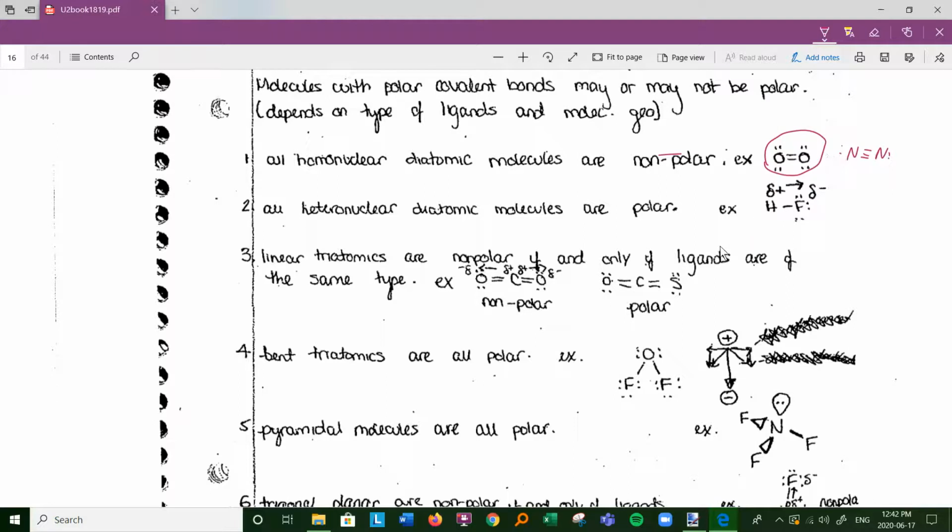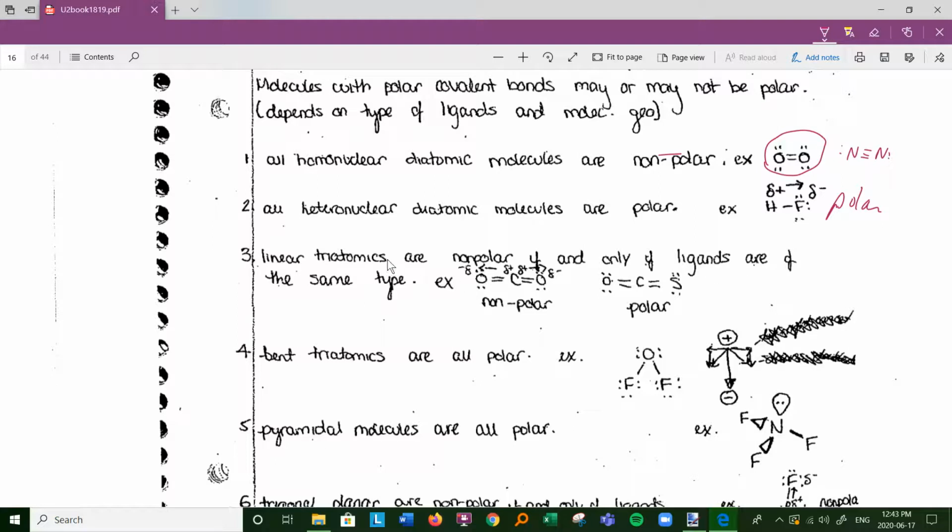Heteronuclear diatomic molecules, all of them are polar. Okay, hetero meaning different. So you have hydrogen and fluorine in hydrogen fluoride. The hydrogen is a partial positive end, fluorine partial negative. So the mu bond is directed towards the fluorine, but that's the only bond there is. So the mu molecule is the same as the mu bond. So this is a polar molecule, and it would line up with other HFs, and you could get hydrogen bonding. Hydrogen bonding, another reason that we need to know polarity of molecules.